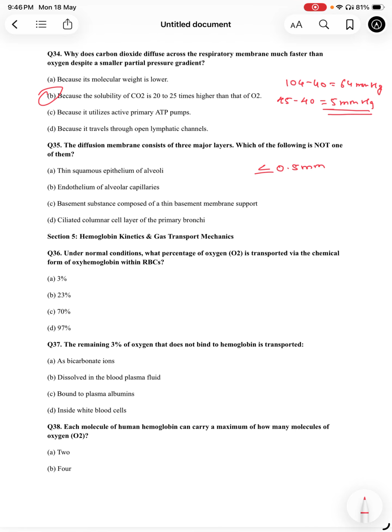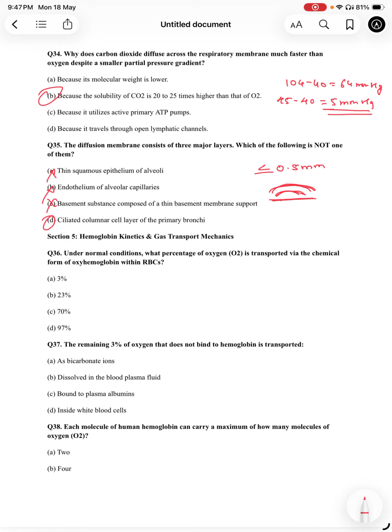Now, this is composed of three layers. What are the three layers? We have the thin squamous epithelium of the alveoli. Okay, we have the endothelium of the alveolar capillaries, and the thin basement membrane. Okay, where are the ciliated columnar cells? It's in the upper conducting tract, right? So that's the answer. These three can be cancelled.